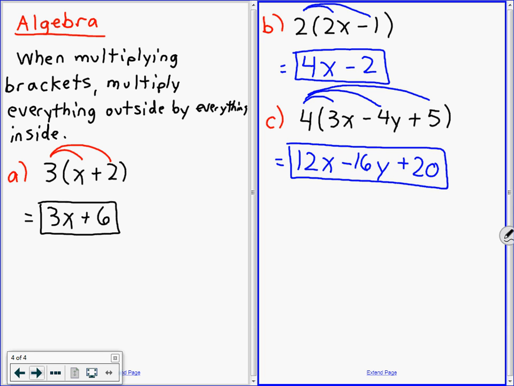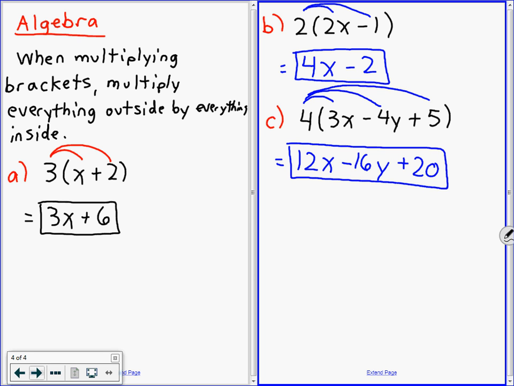Okay, now before I continue, let's just make sure we know what happened there, okay? So 4 times 3x, the x stays the same. 4 times negative 4, so that's negative 16, the y comes through. 4 times 5 is 20. Good.